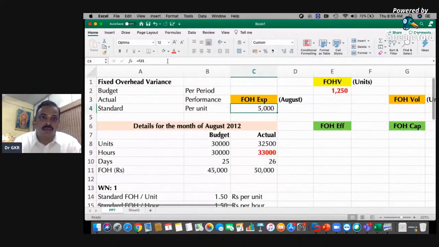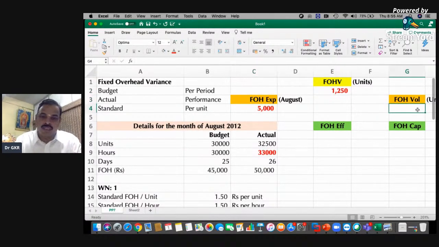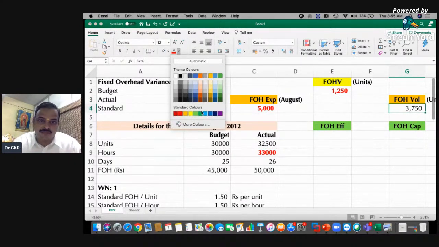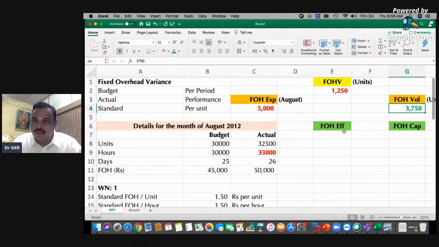Now since it is 5,000, you can directly say, if this is 1,250 adverse and this is 5,000 adverse, naturally your volume variance will be 3,750 favorable. Net 3,750 favorable, like your balancing figure. So 3,750 favorable.